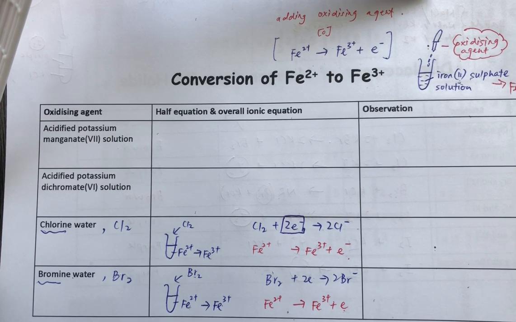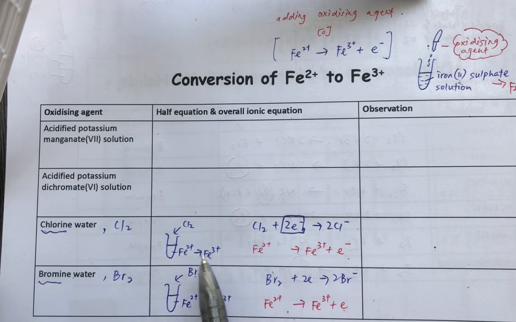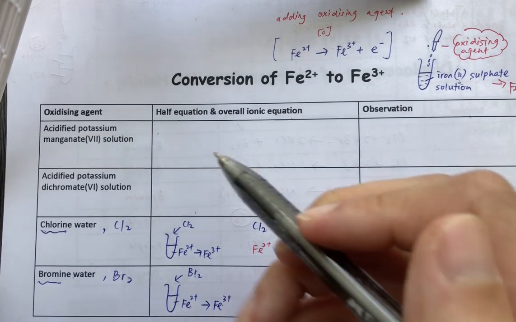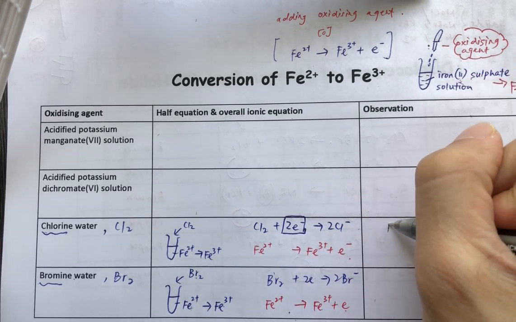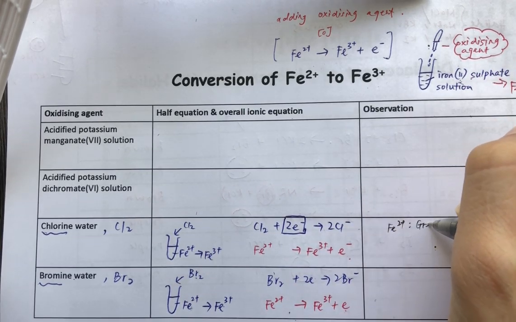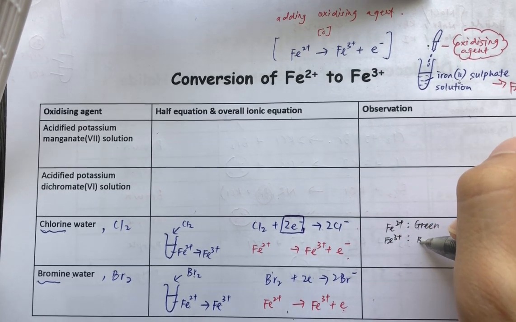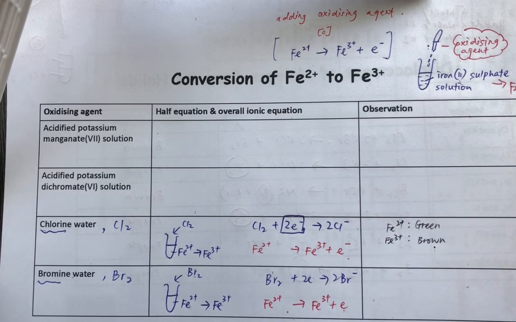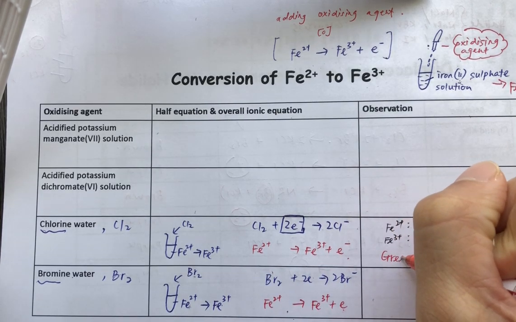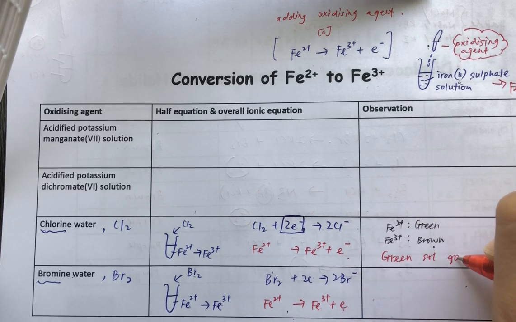Do you still remember in chapter 8, we memorized the color of iron 2 and iron 3? What are their colors? Iron 2 is green, whereas iron 3 plus is brown. So in this reaction of converting iron 2 to iron 3, one very obvious observation is your green solution goes brown. For the second reaction, it's the same thing, right?